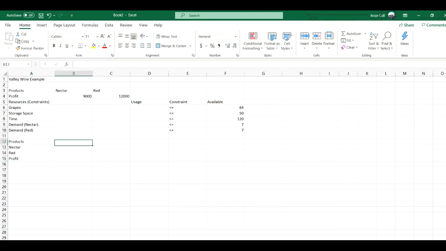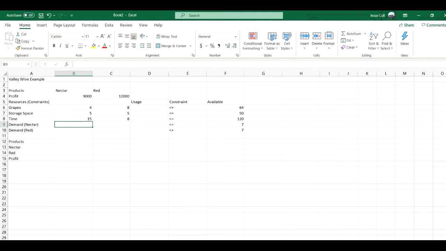Before we can enter our valid formulae, we need to enter how many grapes it takes to make a batch of nectar. And the answer is 4 tons. For a batch of red, it's 8 tons. Both nectar and red wine require 5 units of cubic space to store. A batch of nectar requires 15 hours to produce, and a batch of red requires 8 hours to produce.